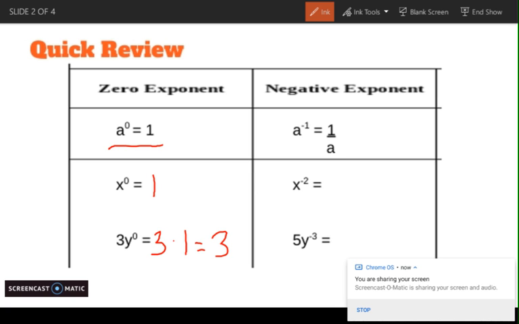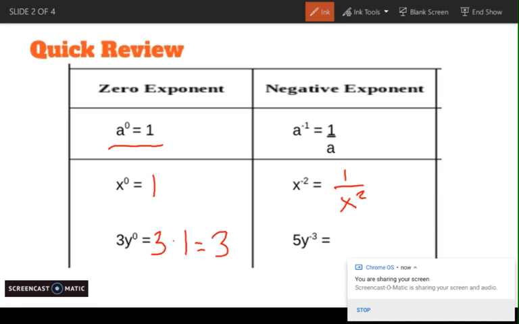Then over here, the negative power. Whenever you have a negative exponent, that requires you to flip or to move the negative power from the bottom to the top or from the top to the bottom of your fraction. So in this case, we have x to the negative second power. That could be rewritten as 1 over x to the second power, where it becomes positive.